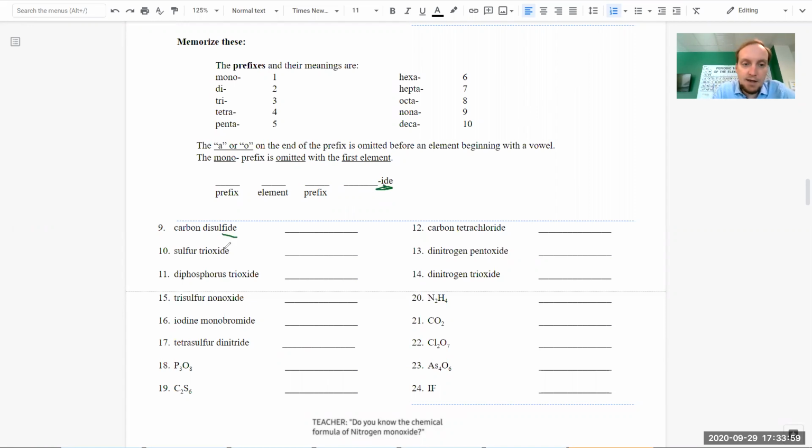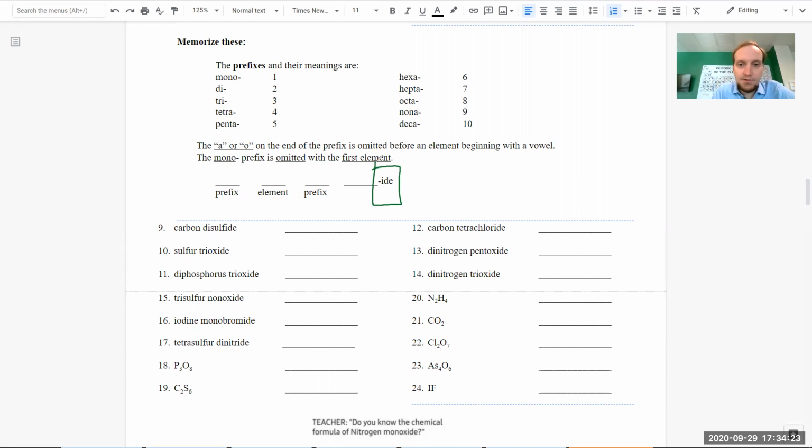So notice "ide," "ide," "ide," "ide." Okay, they always end in "ide," but the first compound does not. Right? This is just carbon, sulfur, phosphorus, sulfur, iodine, sulfur. Those suffixes only are on the second compound. Only the second compound. Okay?